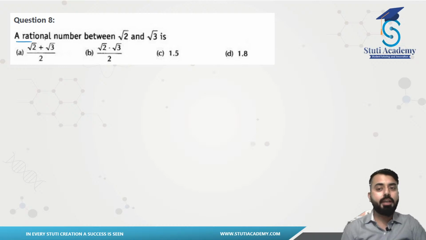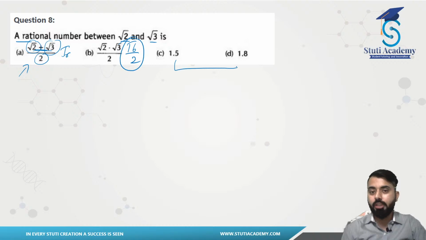8th. A rational number between square root 2 and square root 3. We have to find a rational number between these. Now you see how you are going to do this one. If I take our first option here, square root 2 plus square root 3 divided by 2, this is an irrational because I have two square roots here. Similarly, square root 2 into square root 3, that will be square root 6 by 2. Again irrational. So my answer should be one of these two. For that, I have to check which one is correct.